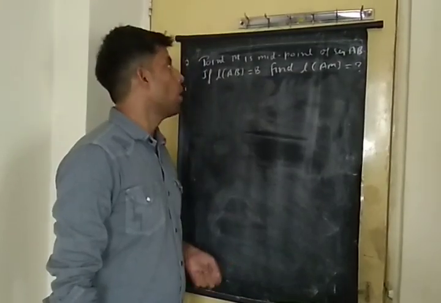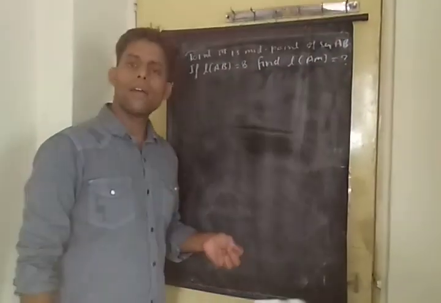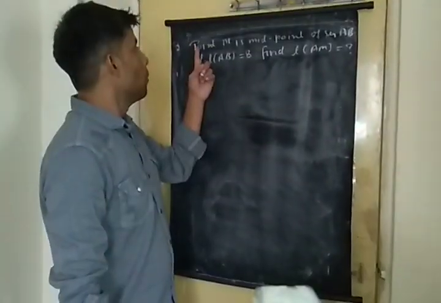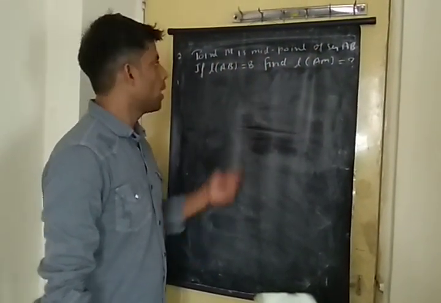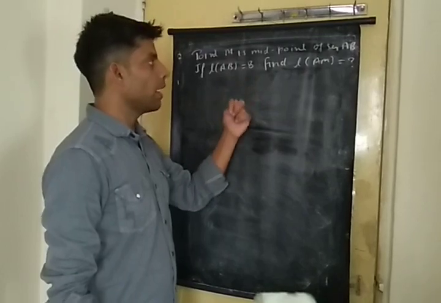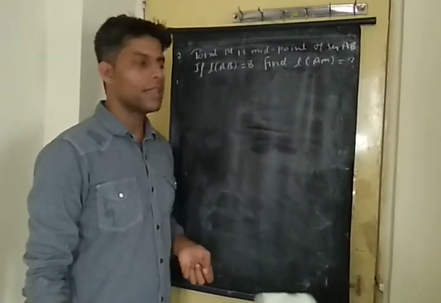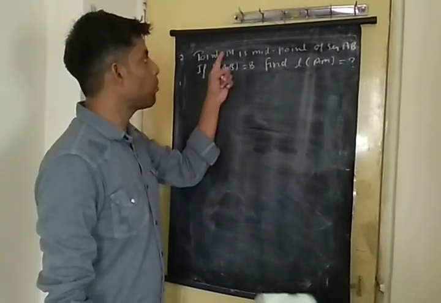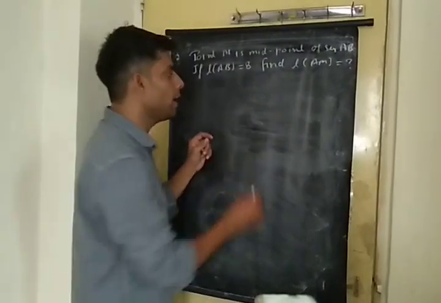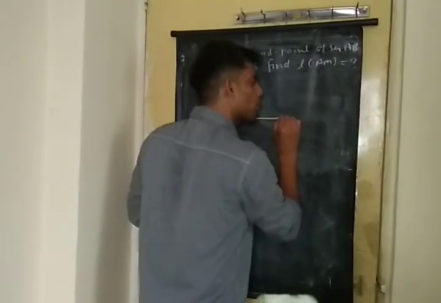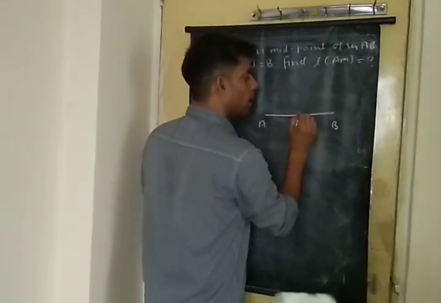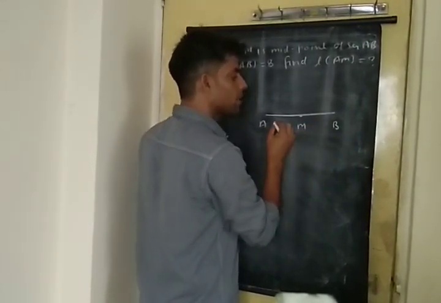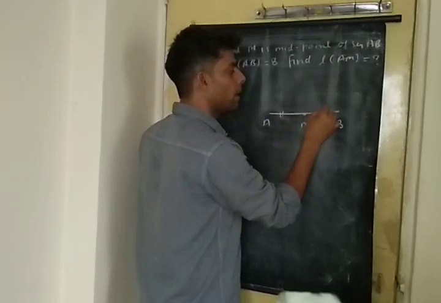Okay students, so here we have another problem. Point M is the midpoint of segment AB and the length of AB is given to be 8. We need to find out the length AM. So let's see it once again. Point M is the midpoint of segment AB. Let me draw the figure so that you can understand it in a better way. This is your segment AB, and it is given that M is the midpoint of segment AB.